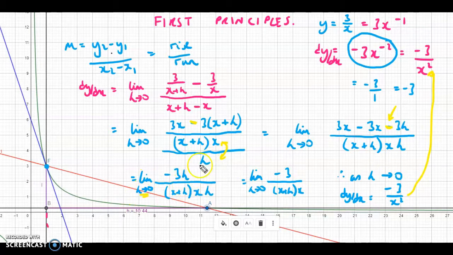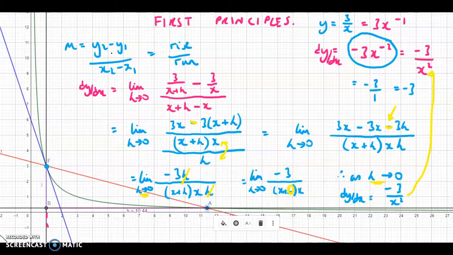Don't forget about that. The h's here then cancel out to leave us with this. And once the h's cancel out, then we can say that as h does turn to 0, what happens? Well, this becomes 0, and therefore we're left with x squared on the bottom, and that's where it comes from.